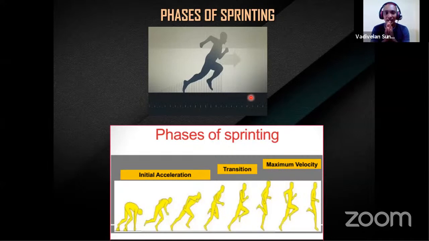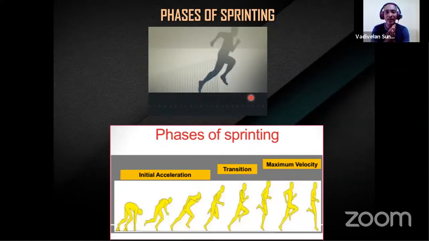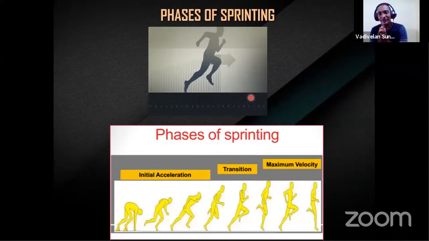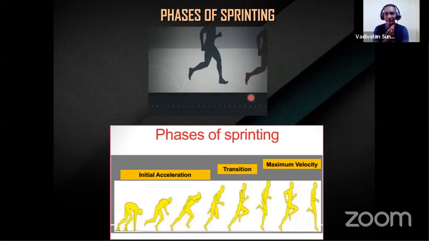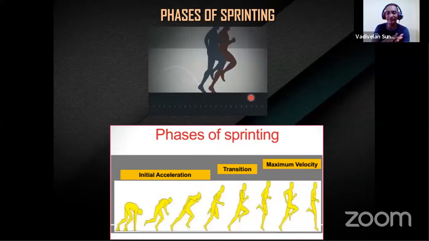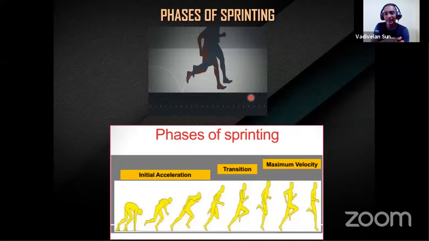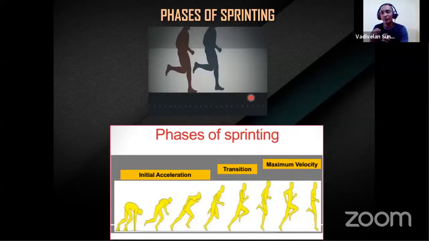You can see the video. This is the acceleration phase, okay, and then this is the transition phase and the maximum velocity. The acceleration phase is the starting phase, and the transition phase is where the athlete transitions from the acceleration phase and moves on to maximum velocity, okay.